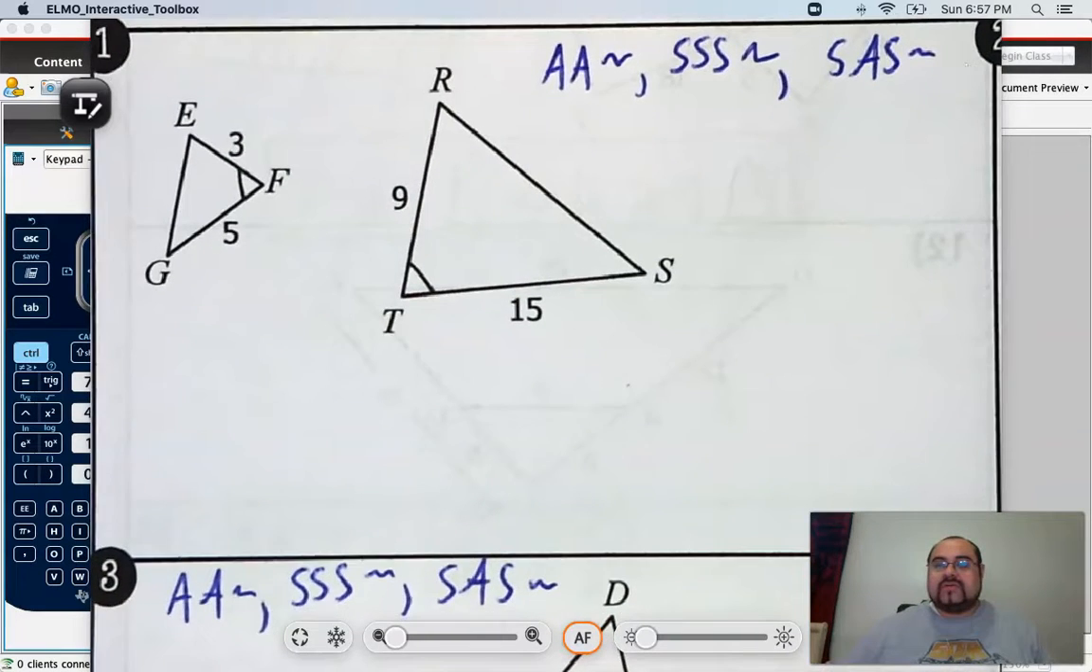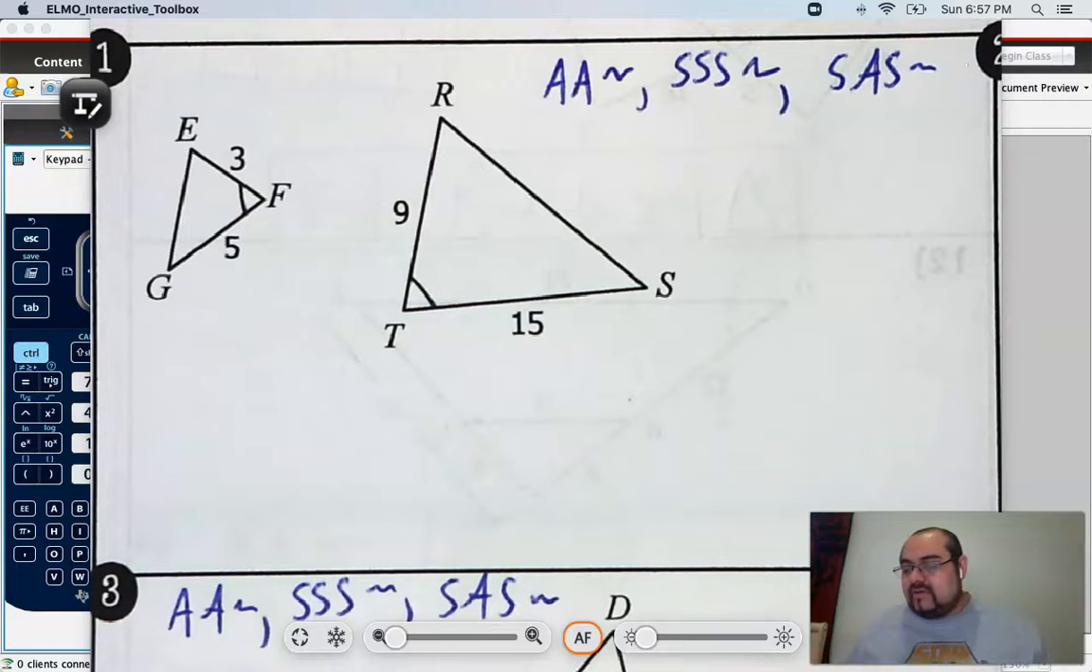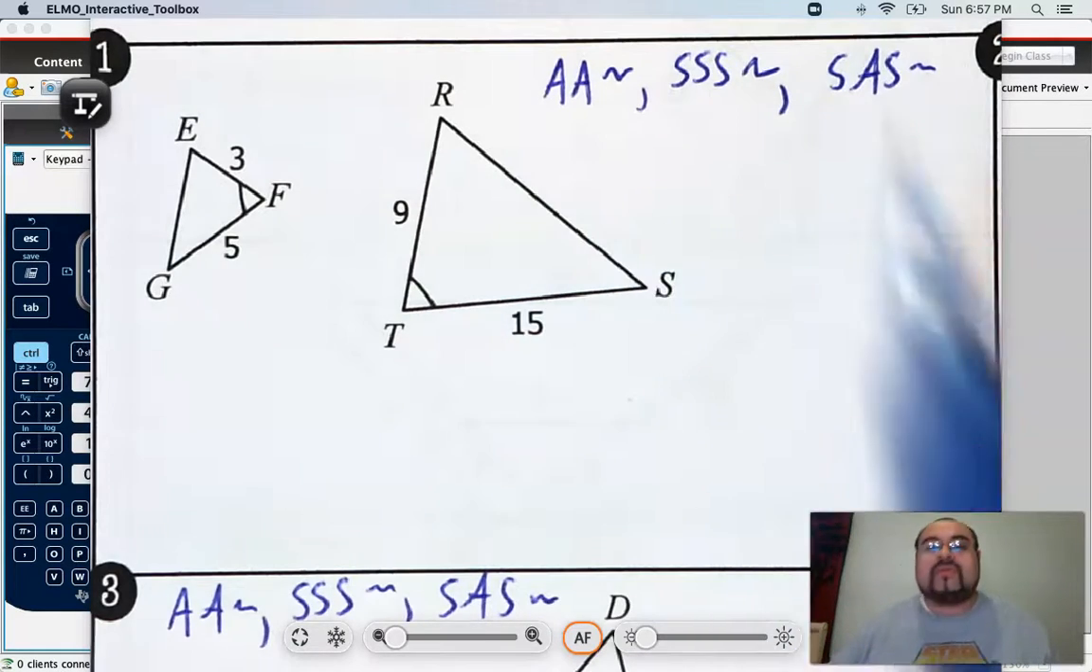You're going to have multiple choice questions this week. All right, it won't be fill in the blank. And our job is simply just to figure out, are these similar? And if they are, which postulate proves that they're similar?